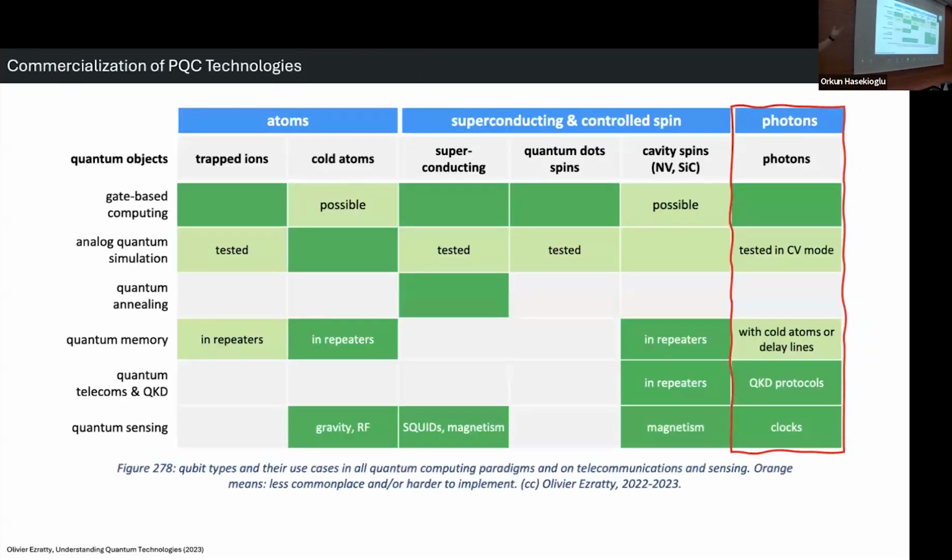So the rival technologies, we see them together with photons: gate-based quantum computing is possible, but it's not a preferable thing. And analog quantum simulation, like I said, in continuous variable mode, is already okay. And you can use quantum memory, which is good, and other quantum technologies, quantum sensing, quantum telecoms, etc., already possible.